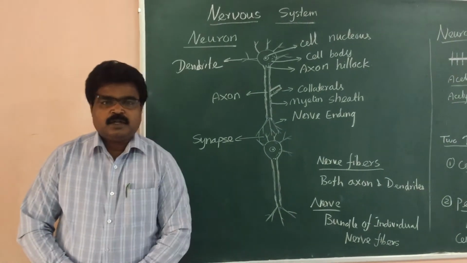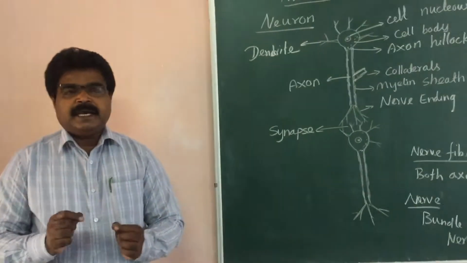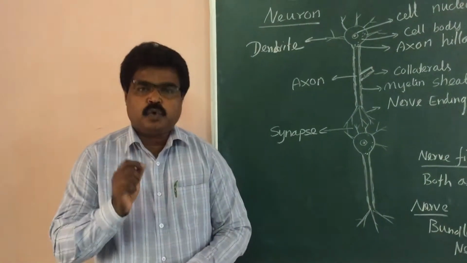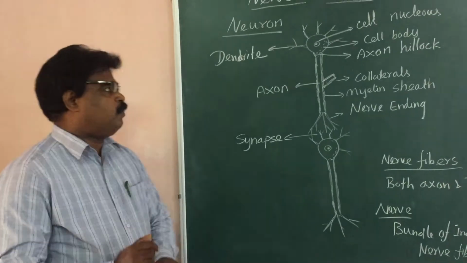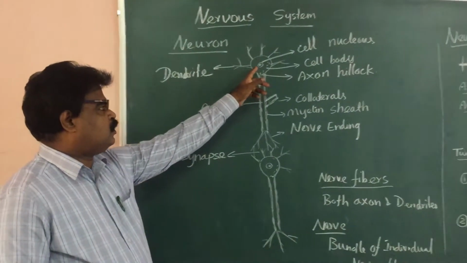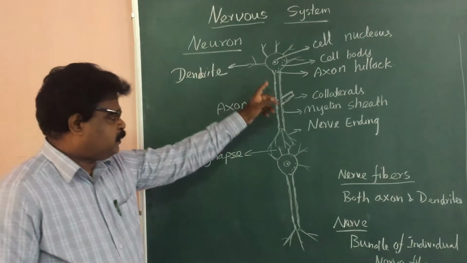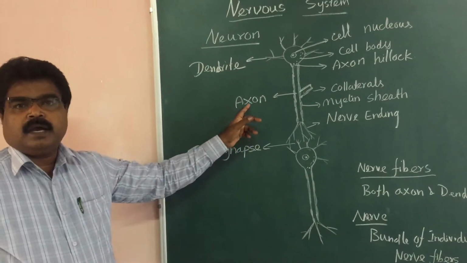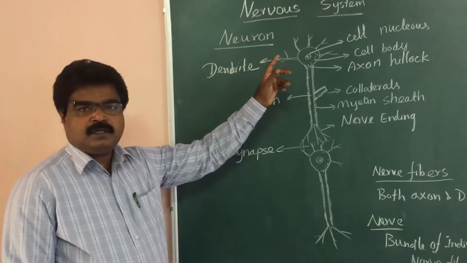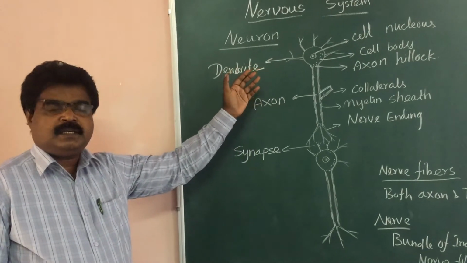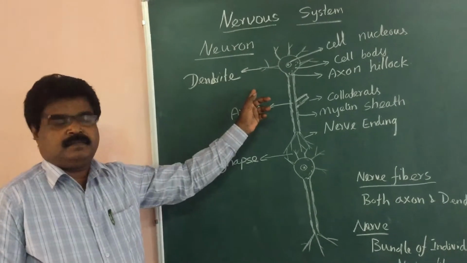Dear students, today we are going to discuss the nervous system. The basic unit of the nervous system is the neuron. A neuron is a single cell with a cell body, a centrally located nucleus, and a long transmitting fiber called the axon, and dendrites. The dendrites are the fibers through which information is given into the neuron.